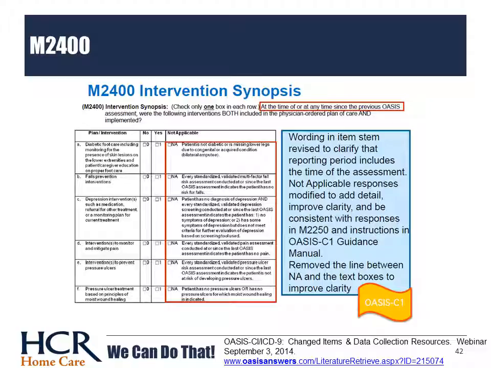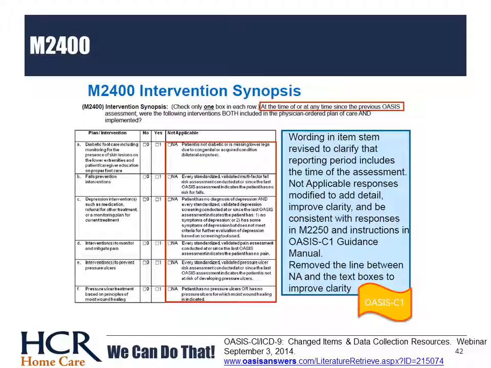For pain, the NA option now says every standardized, validated pain assessment conducted at or since the last OASIS assessment indicates the patient has no pain. So again, every tool that has been used since the last OASIS assessment must indicate the patient has no pain.